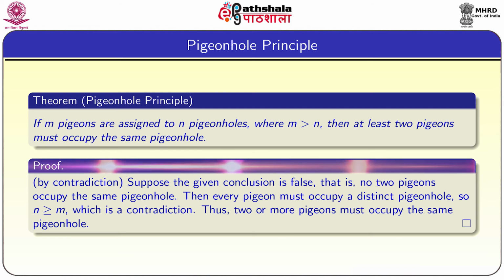So, we will prove by contradiction. Suppose that the given conclusion is false, that is, no 2 pigeons occupy the same pigeonhole. Then every pigeon must occupy a distinct pigeonhole. So, n is greater than or equal to m, which is a contradiction. Thus, 2 or more pigeons must occupy the same pigeonhole. So, this is one of the useful principles. It is applicable in many places; in combinatorics it is used very heavily.